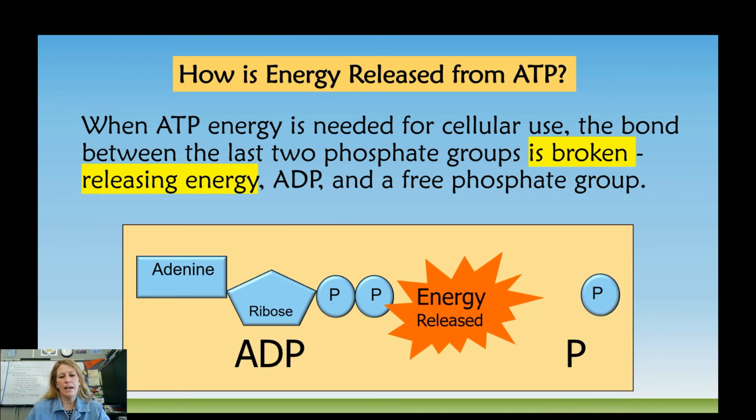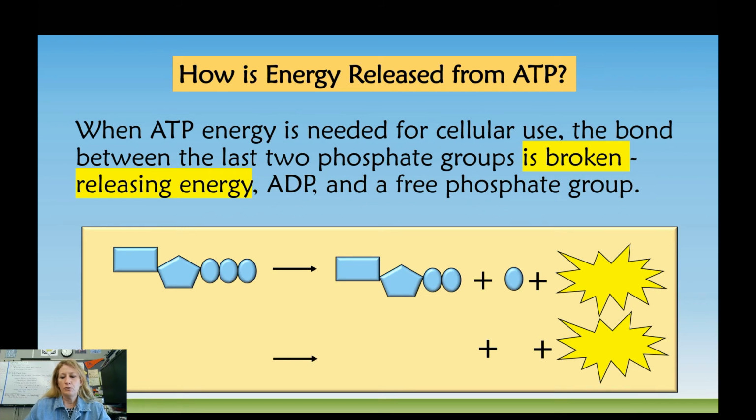So when I break that bond between the second and the third phosphate group, then it's going to release energy. So just like what we were talking about here. Holding on, there's a potential energy, and then when I break it off, I'm releasing energy because I'm moving. So let's go ahead and look at a little bit different diagram. So this right here, that's my adenine, that's my ribose, and then here's my 3 phosphates.